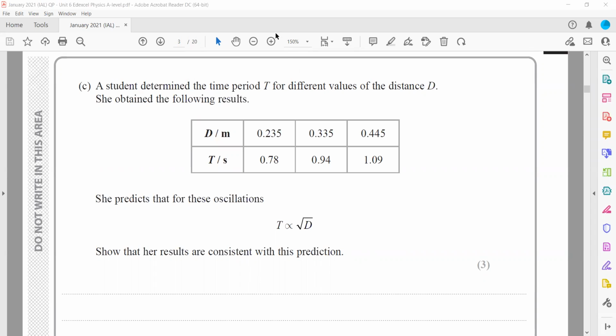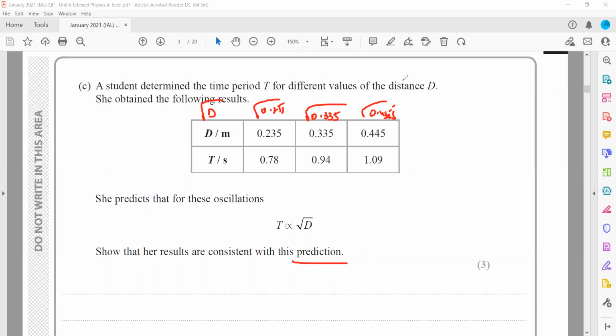The student determines the time period for different values of D. She predicts that according to these oscillations, T is proportional to the square root of D. Show that her results are consistent. So this D is there. What we will do is take the value of the square root of D, like the square root of 0.235, the square root of 0.335, and the square root of 0.445.